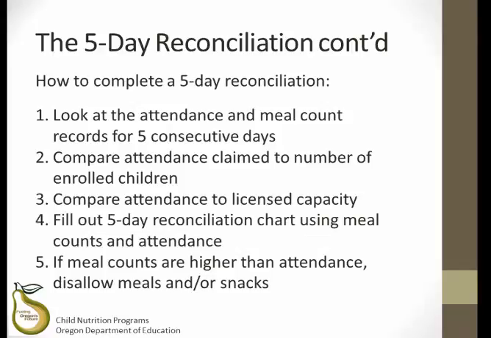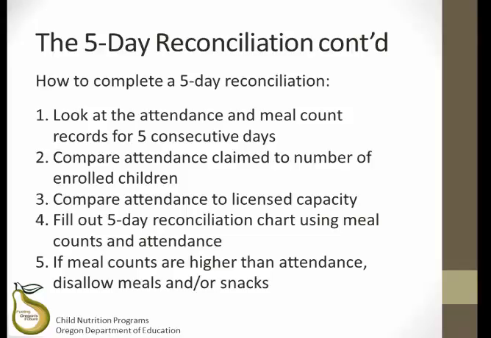First, look at the attendance and meal count records for 5 consecutive days within the current or previous month. The 5 days should be the 5 days of service prior to the review for the current month or the last 5 days of service for the prior month. Next, compare the attendance for those 5 days to the number of enrolled children at the site. Then, compare your attendance to your licensed capacity. In both steps 2 and 3, the attendance should be equal or less than enrollment and capacity, whichever is lower.